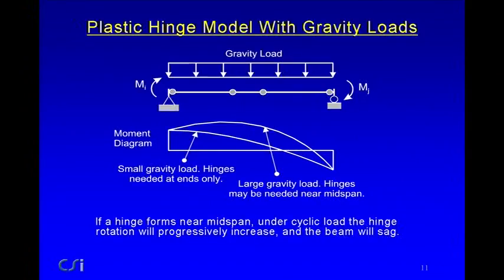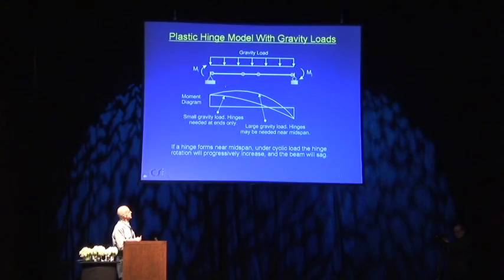There is a problem if you have gravity loads. If you have not very much gravity load, so your bending moment diagram when hinges form is like this, it doesn't matter, that's pretty close to straight. Anyway, you know the hinges will form only at the ends. If you have much larger gravity load, you could get the maximum bending moment near the middle, and you might have to use some additional hinges to capture that. This does get to be a problem.